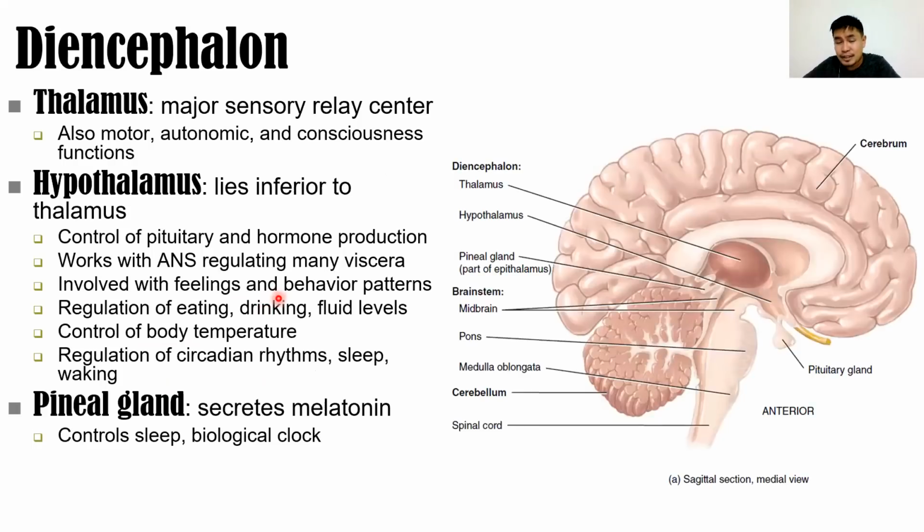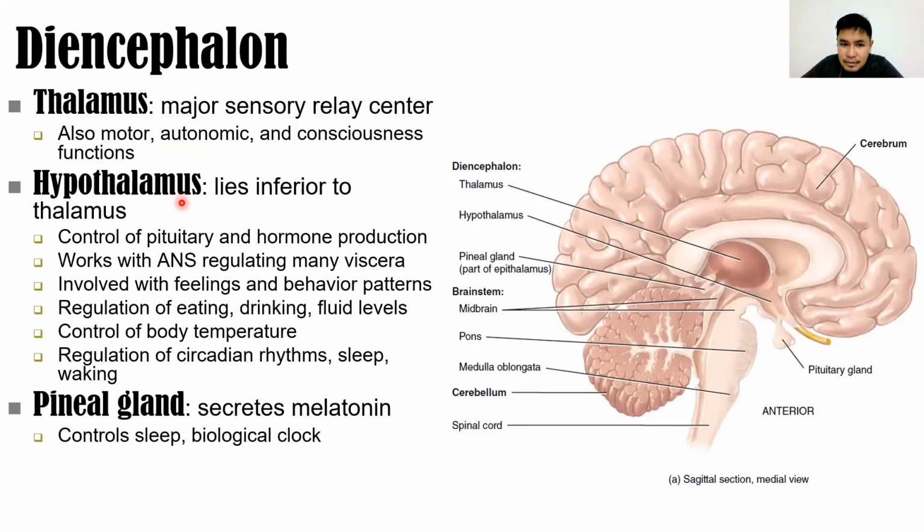Let's proceed to your diencephalon. It's composed of your thalamus, hypothalamus, and your epithalamus where your pineal gland is located. As mentioned, diencephalon, thalamus, hypothalamus, pineal gland, part of your epithalamus. Thalamus is the major sensory relay center, also motor, autonomic, and consciousness function. Motor, autonomic function, the things that we cannot control, and consciousness function. Are we conscious or not?